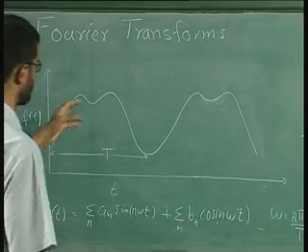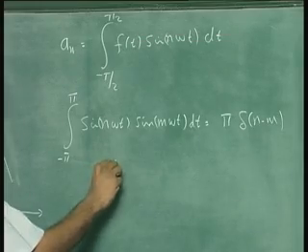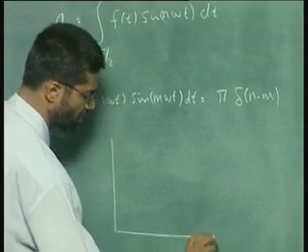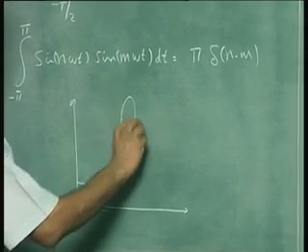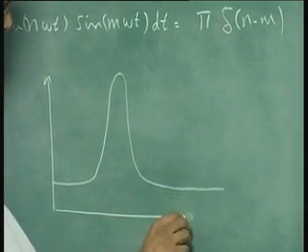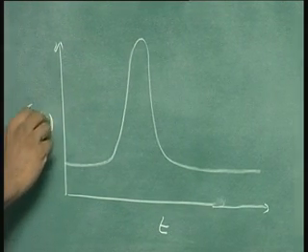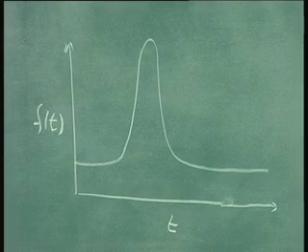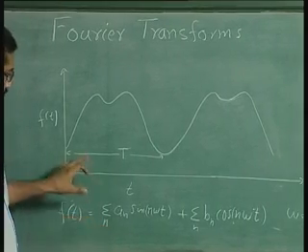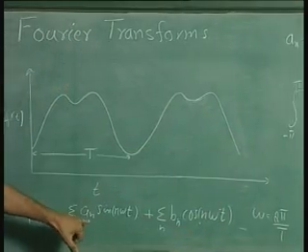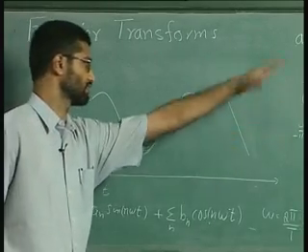Now, instead of a periodic function like this, let us say we have a function of this form, something like this. So we have a function f of t against t. When you have a periodic function, we have a finite set of coefficients, a n and b n, which would make up this periodic function, which repeats itself.